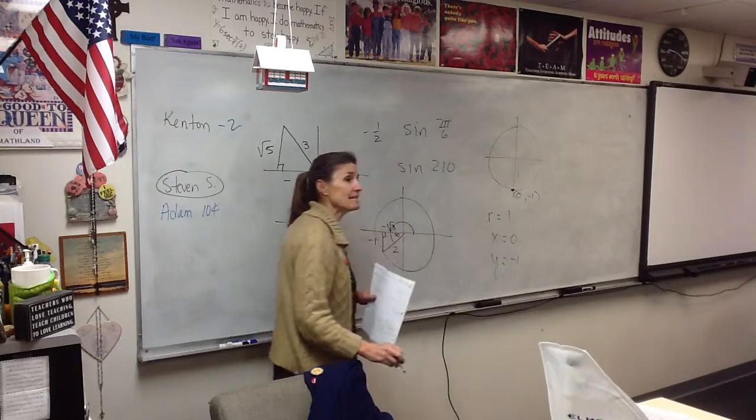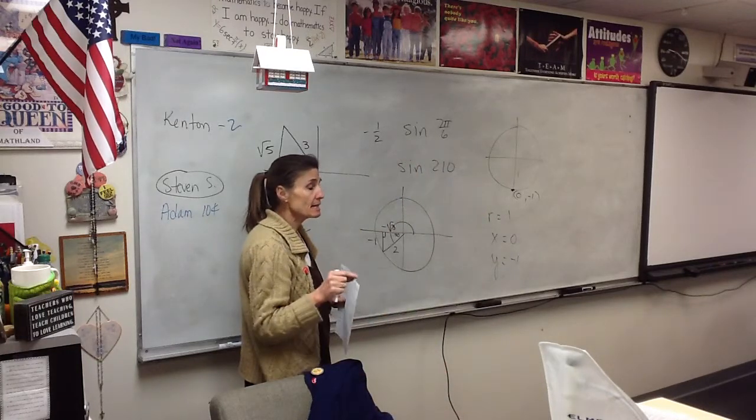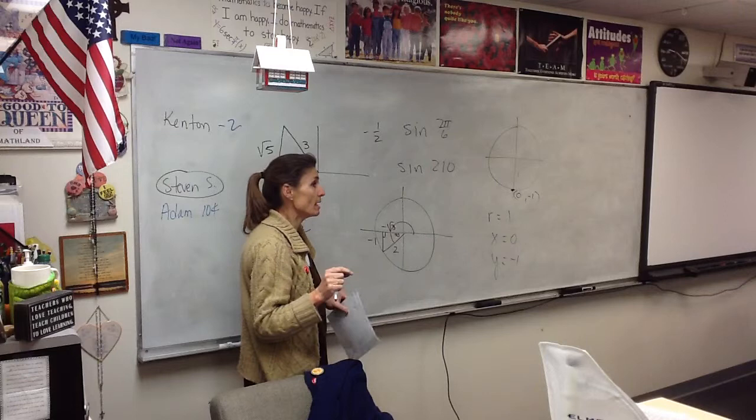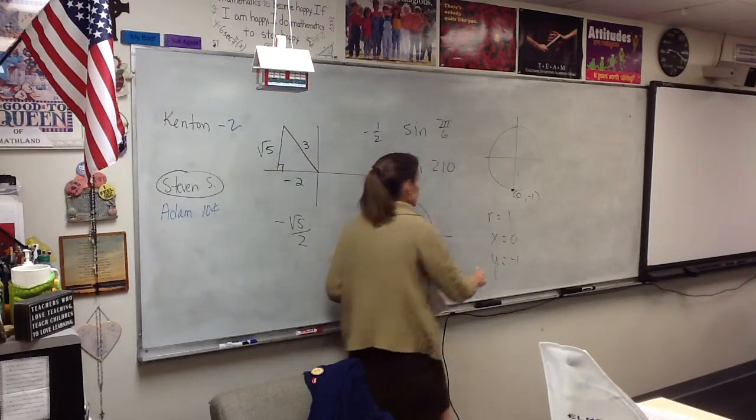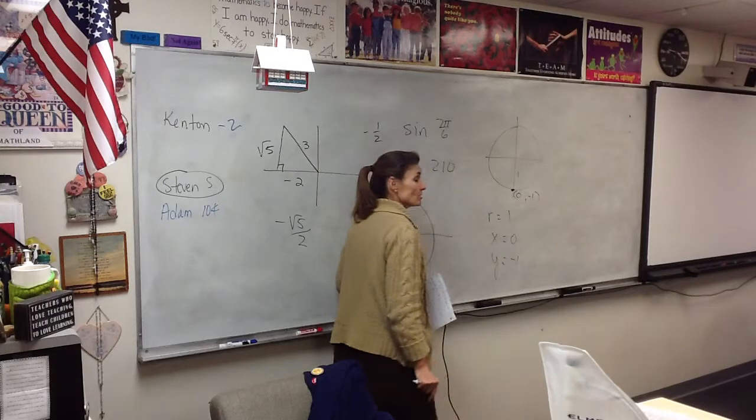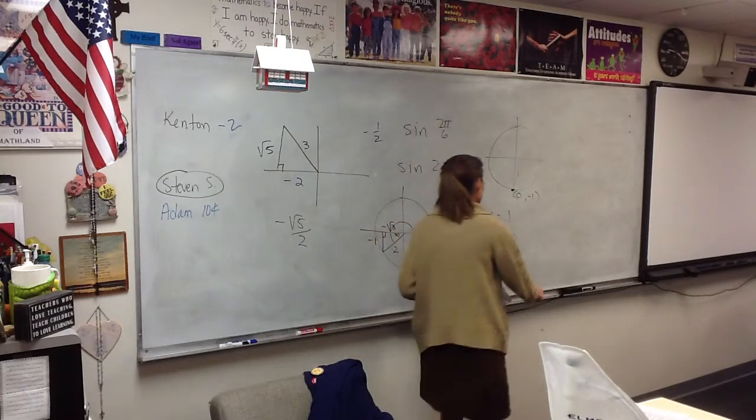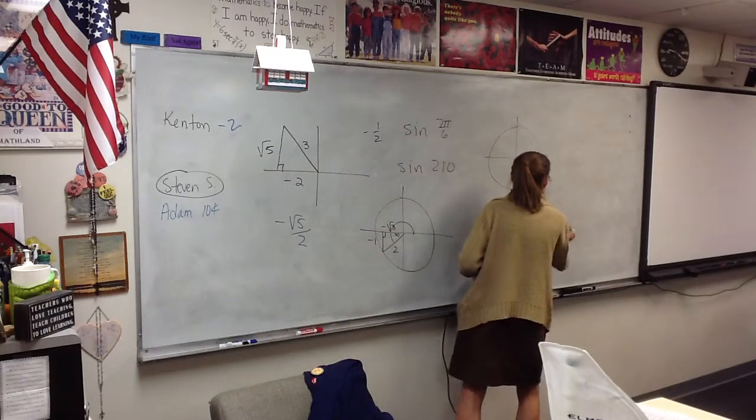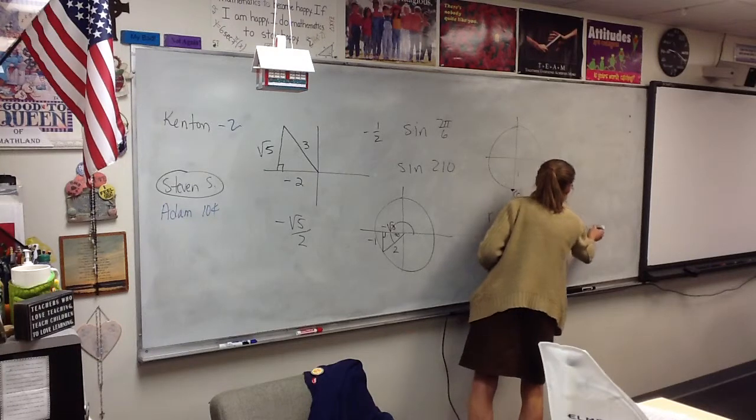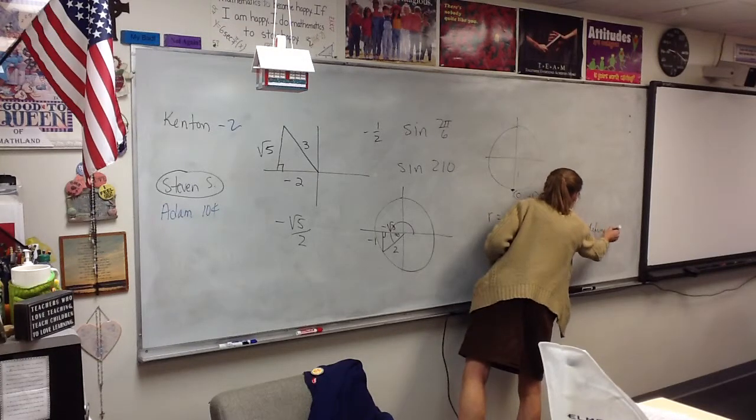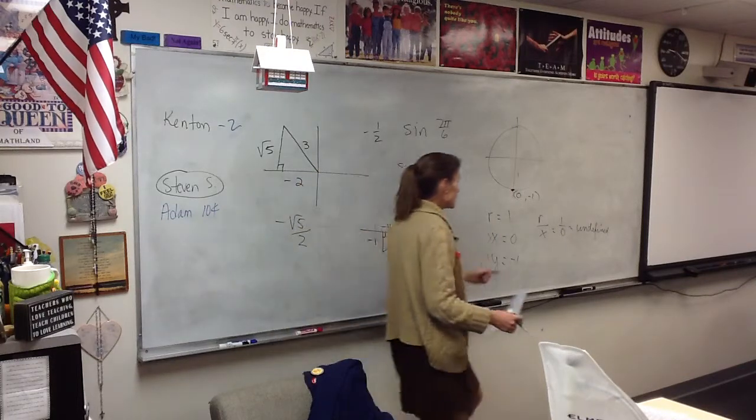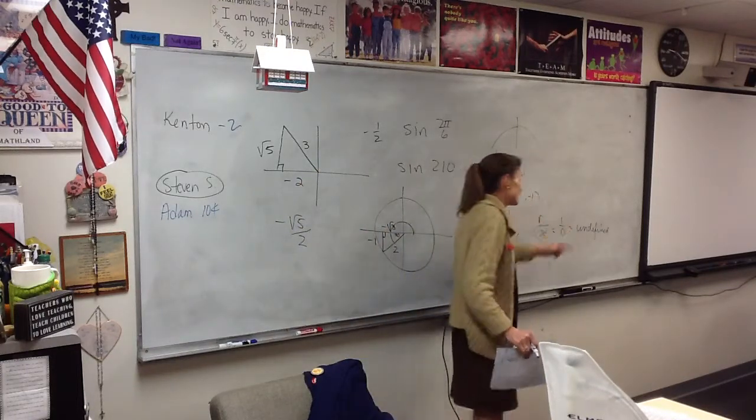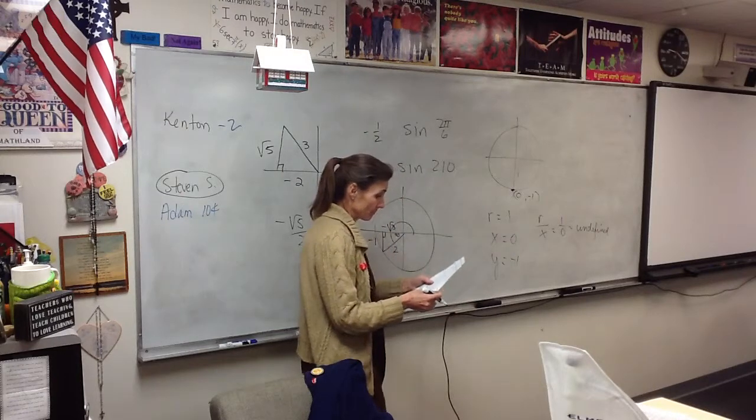I want the secant. Secant is the reciprocal of cosine. Cosine is x over r, so secant will be r over x, which is 1 over 0, which is undefined. You cannot sit on the axis. It is undefined.